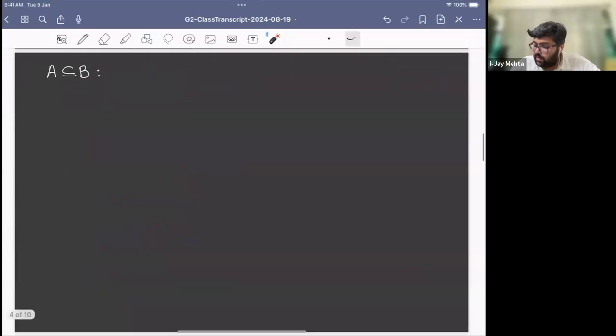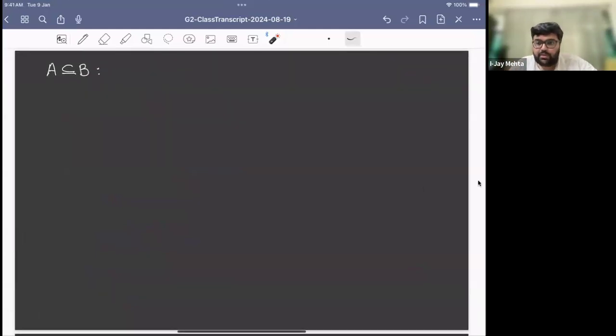So how do we write A subset of B when we have two sets? How do we show A subset of B? What is the meaning of A subset of B? You know, right? When can we say that A is a subset of B? Everybody knows this.